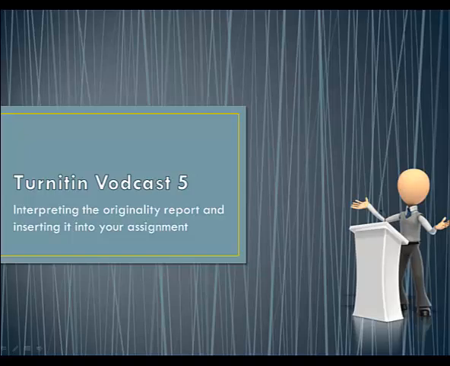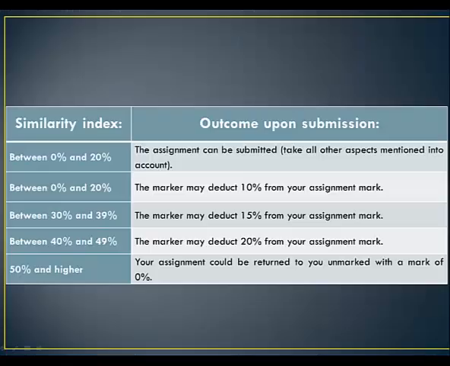Okay, so now let's dig down into interpreting the originality report. Although it has been said already, you need to remember that the percentage of the report is not the percentage of your assignment that was plagiarized. It is a similarity index. Now, similarities are expected in academic works, and this is why we accept assignments with some similarity to other works.